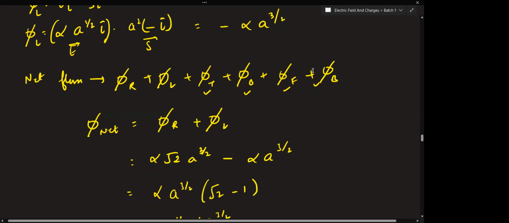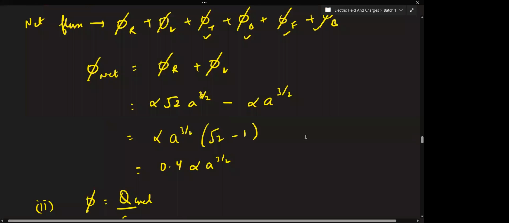So for the bottom, for the front, for the back, for the top face, these were 0. All these came out to be 0. So the resultant will be given through what? Flux through the right hand side and flux through the left hand side. If you add them, this was alpha root 2 a to the power 3 by 2, and this came out to be minus alpha a to the power 3 by 2. If you take alpha a to the power 3 by 2 common from both of them, only root 2 will be left from here and minus 1 from here. Root 2 is 1.4. So 1.4 minus 1 will give you 0.4 only. That is how we got 0.4 alpha a to the power 3 by 2.